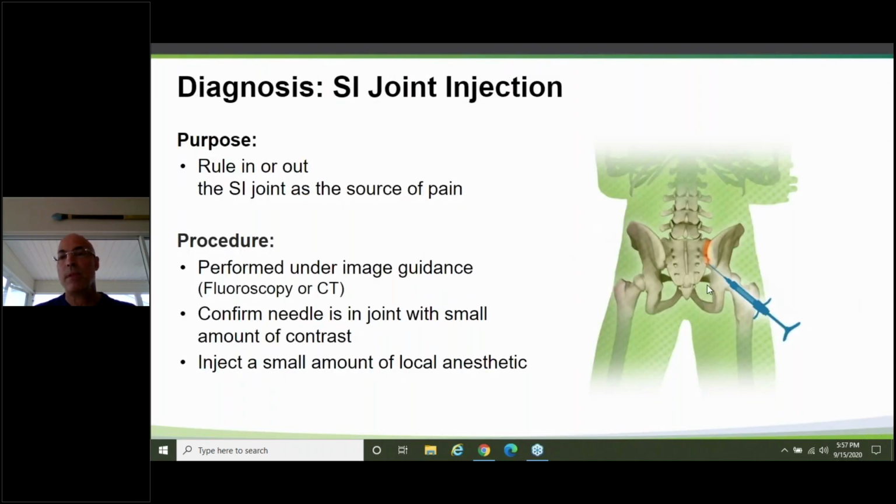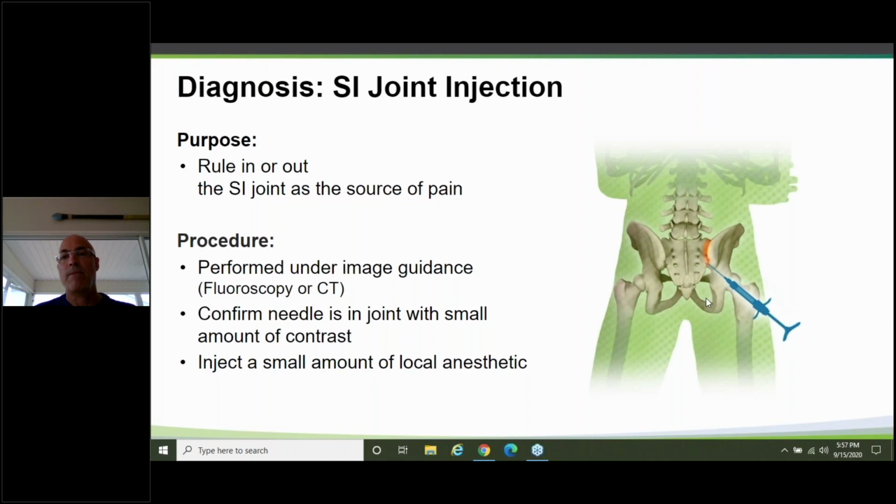And here's a drawing of what the sacroiliac joint injection would look like. We actually have an X-ray, and we are able to see the iliac crest where you put your belt, and we're able to see the needle enter the joint. We place a little contrast within the joint so that we know with 100% certainty we're in the right spot, and then we put the anesthetic.